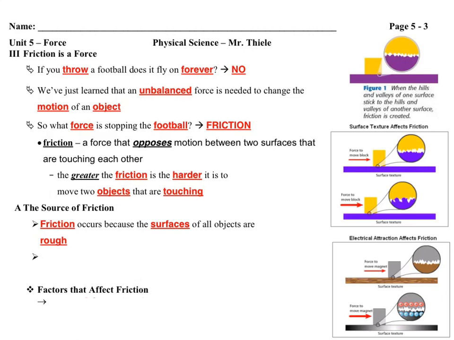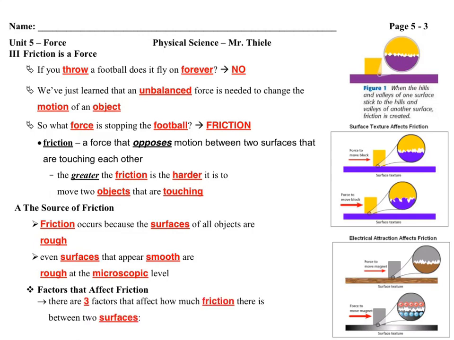Is there any such thing as a smooth surface? And the answer is no. Even surfaces that appear smooth are rough at the microscopic level. Okay, so this will go into the next slide, but there are three factors that affect how much friction there is between two surfaces.